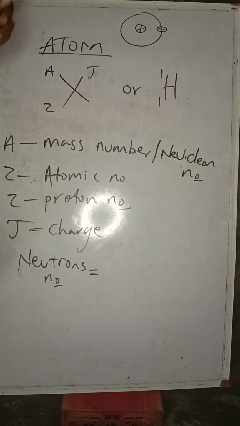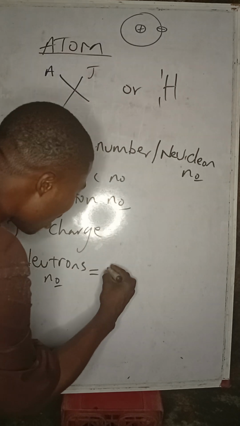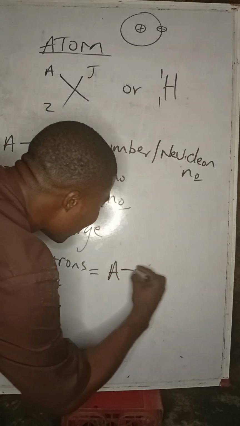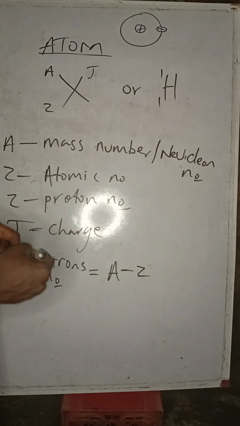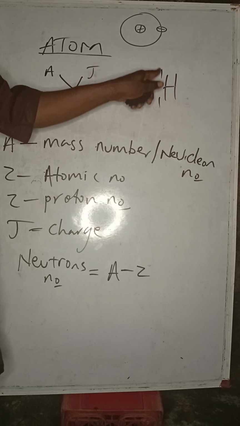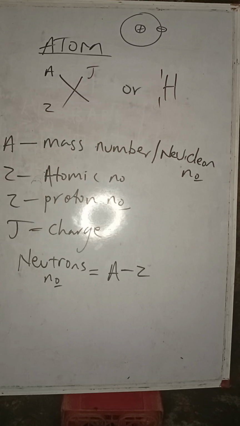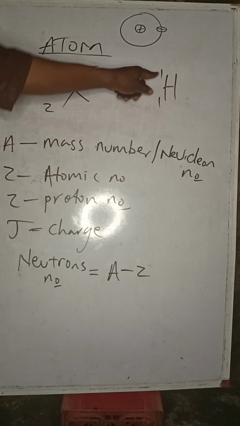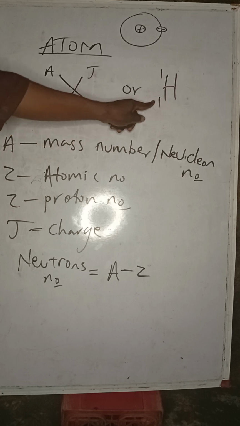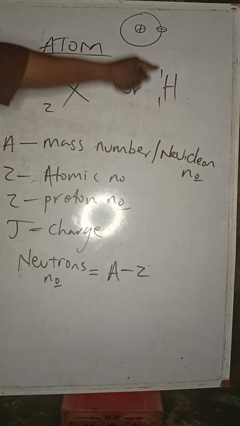So to get the number of neutrons in that atom, neutrons equal A minus Z. As simple as that. The number of neutrons in this atom should be 1 minus 1, so the number of neutrons here is 0. A minus Z. How many protons are there? Z is the proton number, 1. The atomic number is 1. The mass number is also 1.